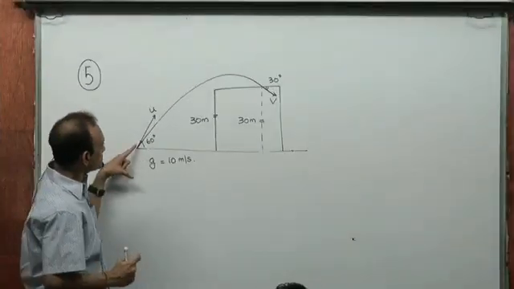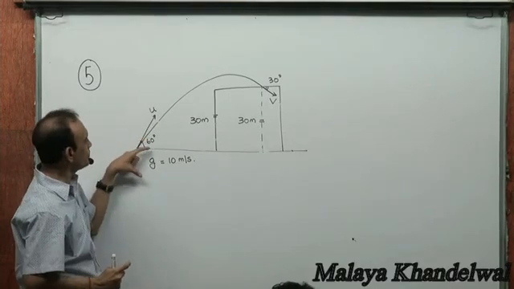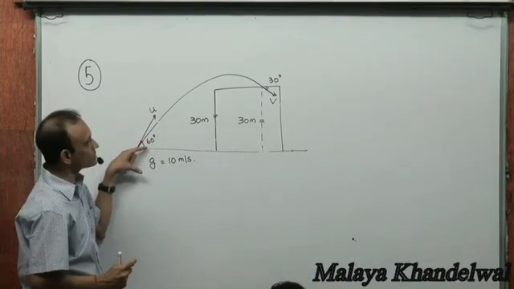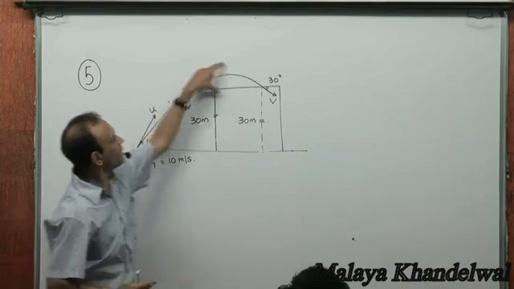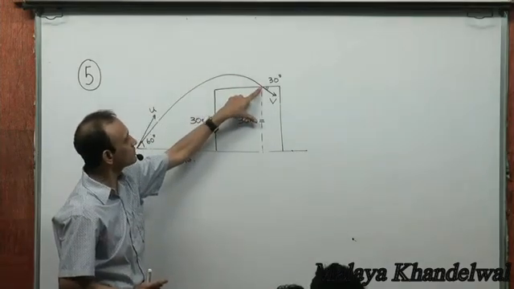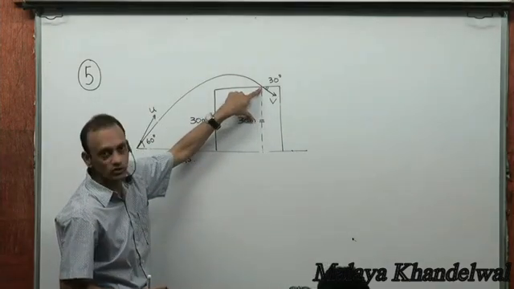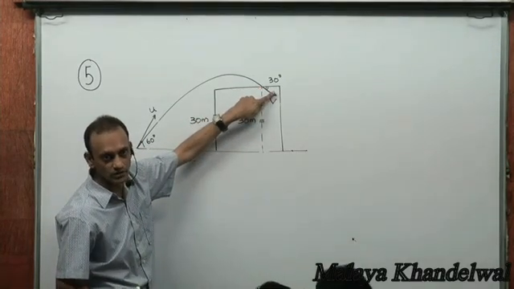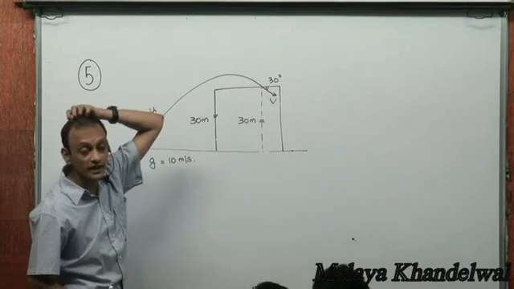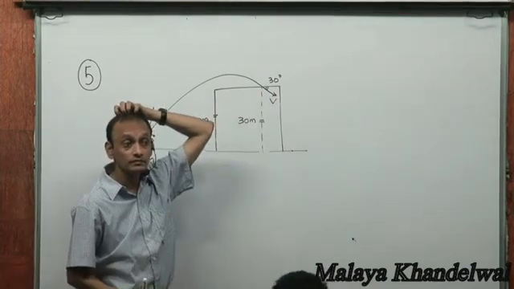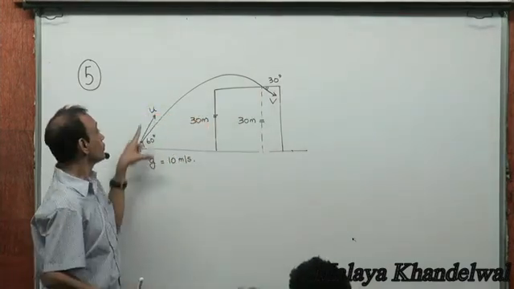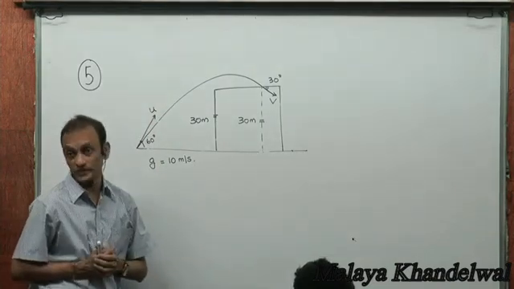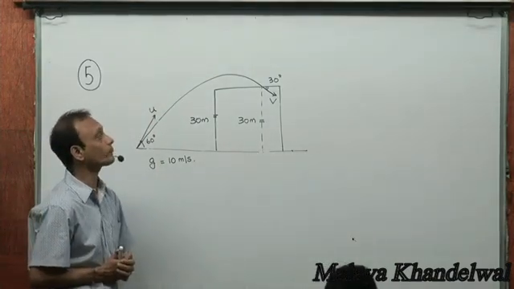So there is a particle launched with a velocity u, making an angle 60 degrees with the horizontal. And 30 meters above the ground, it strikes the surface at an angle 30 degrees with the horizontal. What is it that I need to find? U is what I need to find.